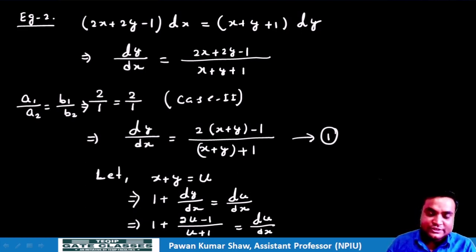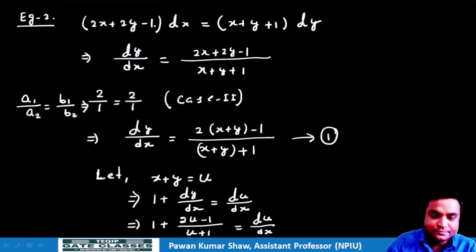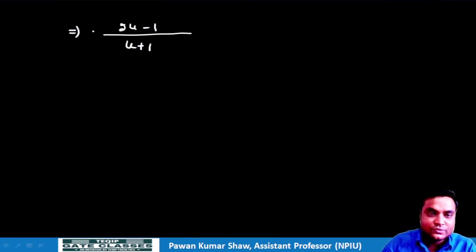Now you can see that the left hand side is only a function of u, so we can apply the separable variable and we can find the solution. So after taking the LCM, that is u plus 1, it will be u plus 1 plus 2u minus 1.